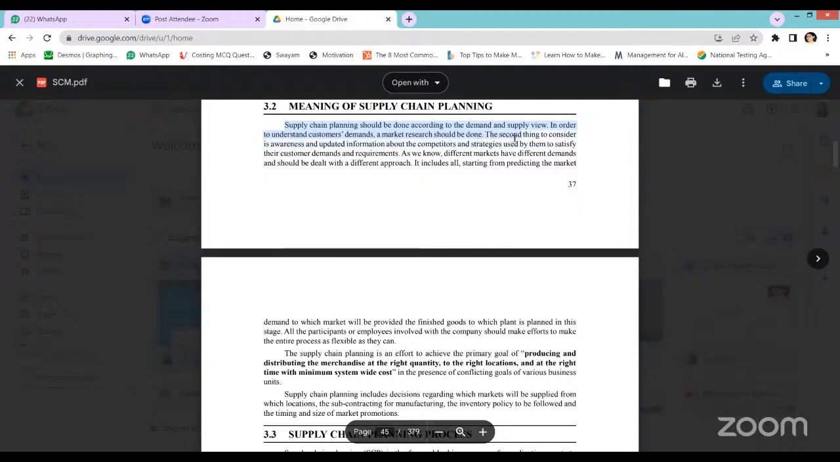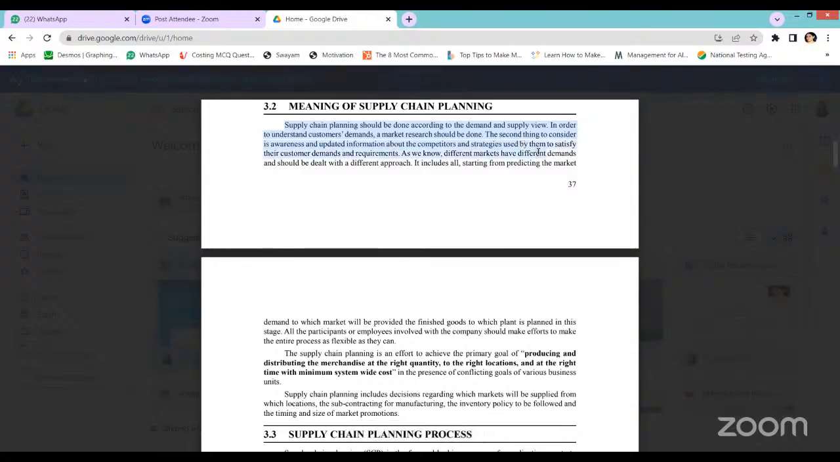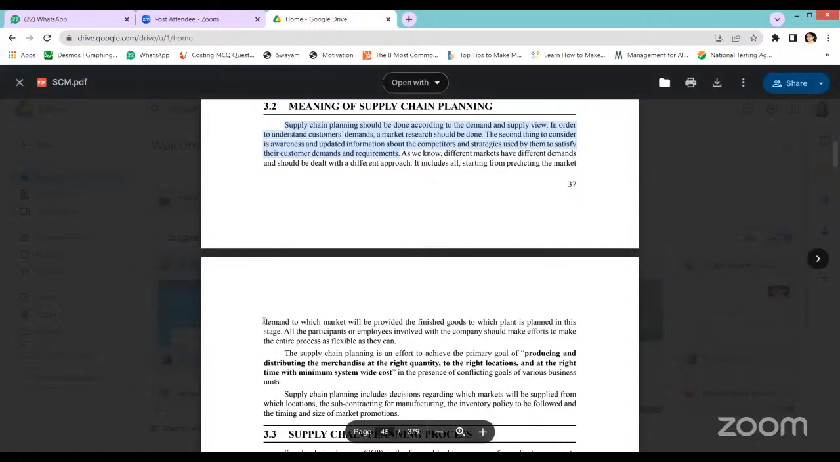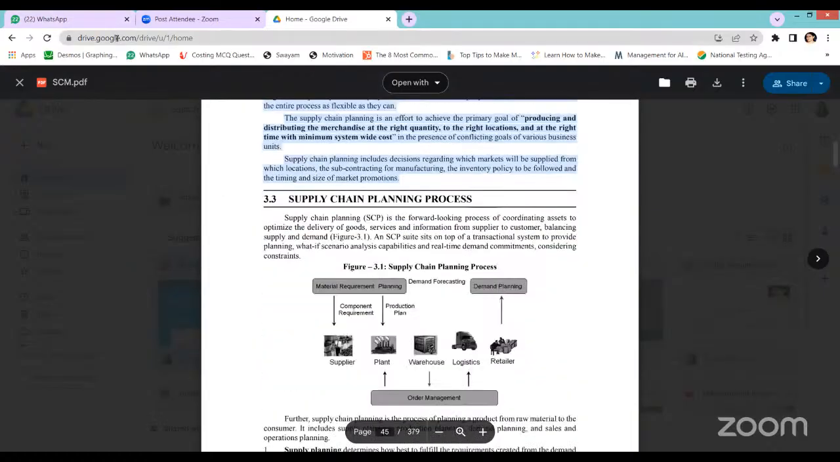The second thing is to consider awareness and updated information about the competitors and the strategies and information they are using to satisfy their customers. Based on that, you will be able to. So these two lines, if you write, I'm telling you, guaranteed that you will score full marks.